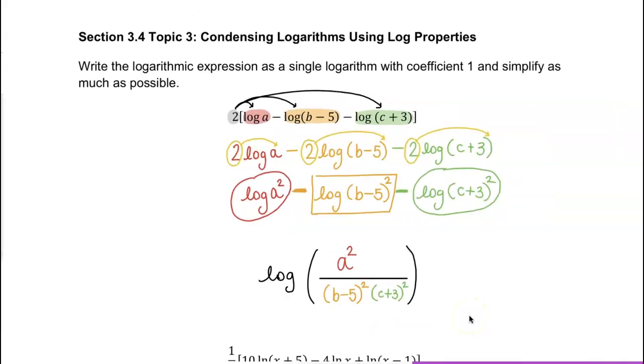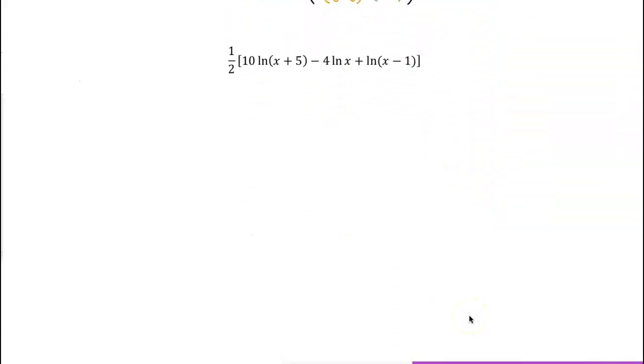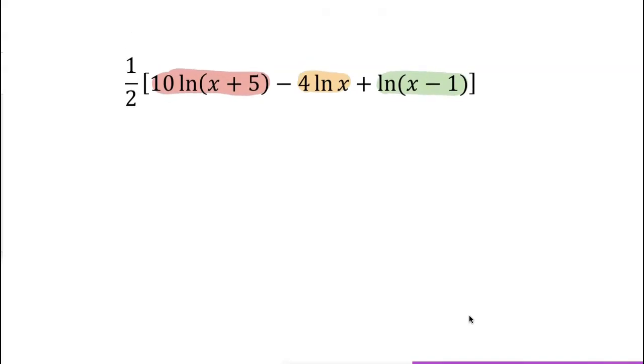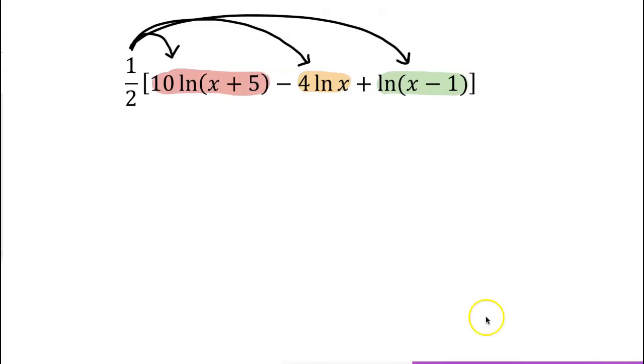Let me see if we can go over one more that is down here in the same video. So let's do the same thing. I'm going to distribute that half in first. I notice there are 3 terms inside this parenthesis, and I'm going to just distribute this half in. So let's look at the first term first. If you take half of 10, you're going to get 5 natural log of x plus 5.